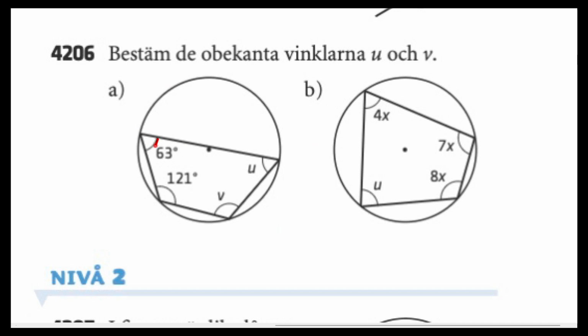We can conclude 63 plus V is 180. So what is the value for V? 117. And then we also know that U plus 121 should also be again 180. So regardless of whether this is a center or where the center is, we don't care. Even in this case, we don't care. Okay, so U plus 121 is also 180. So what is the value for U?